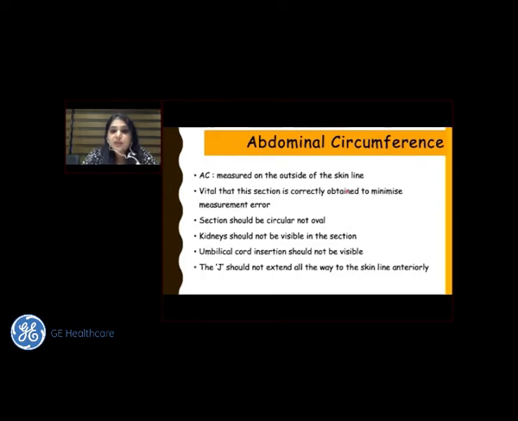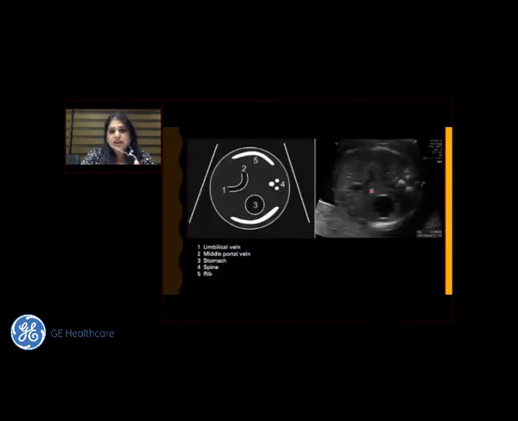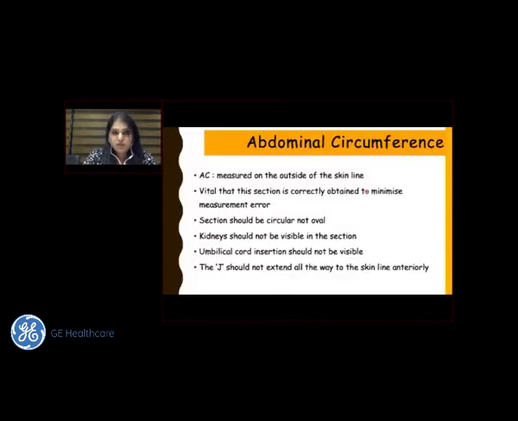It is measured on the outside of skin line. The section should be circular and not oval. Do not include kidneys in the section. Umbilical cord insertion should not be visible, because then you've gone down. You need to come up a little. The J should not extend. So this is the J. It should not extend all the way to the skin. It should stop here. So this is the perfect section for an abdominal circumference.